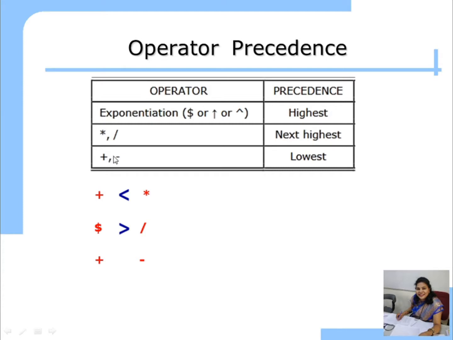Next, plus and minus. Which is greater, which is smaller? Nothing. Both have the same priority. So here which sign will come? Equal. Okay. So using this chart we are going to compare the operators.